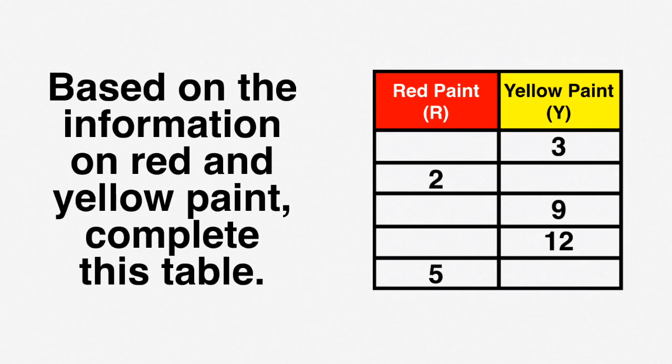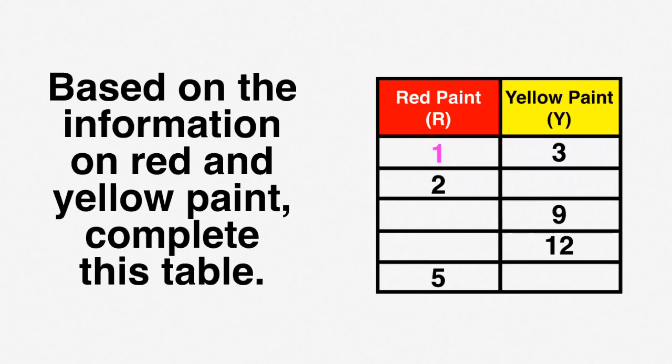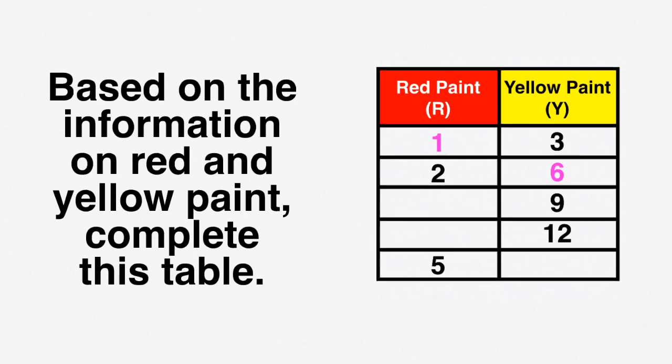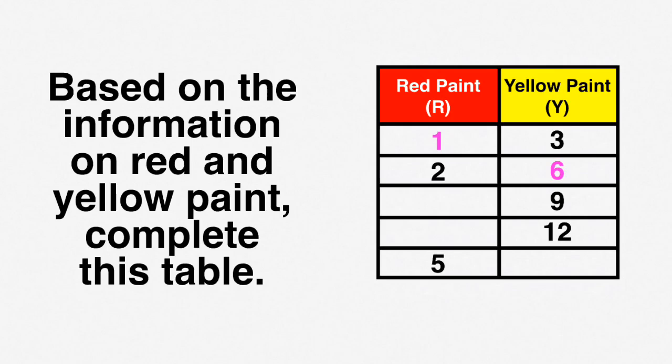Based on all this information though, let's fill out this table. For every 3 gallons of yellow paint, there would have to be 1 gallon of red paint. If I wanted to know how much yellow paint I would need if I had 2 red, well, 2 red is double the 1 gallon of red that I had before, so I would just double my yellow paint to get 6 gallons of yellow paint.